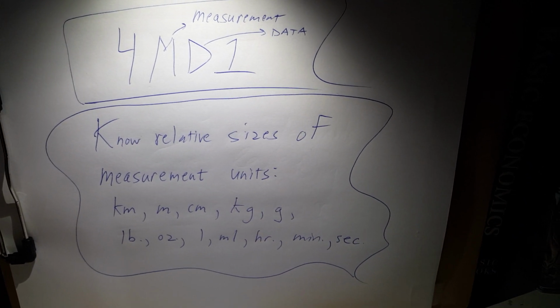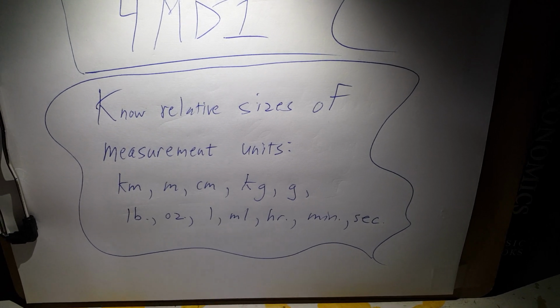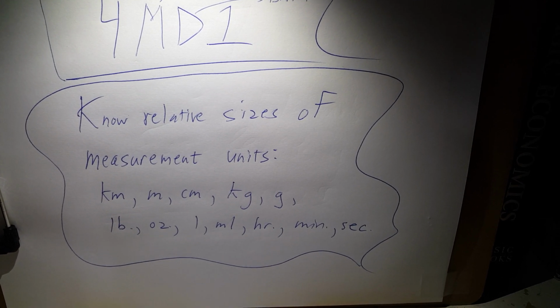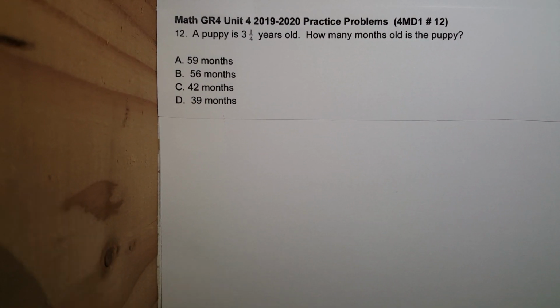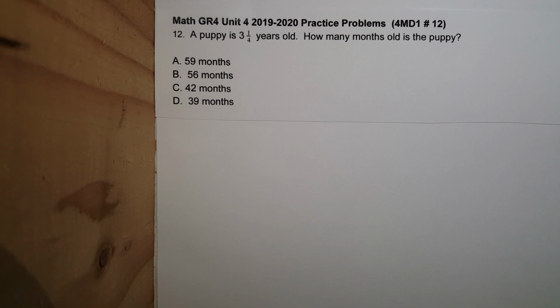Number 12, standard 4.MD.1, know relative sizes of measurement units: kilometers, meters, centimeters, kilograms, grams, pounds, ounces, liters, milliliters, hours, minutes, seconds. I think that covers most of it. Maybe.